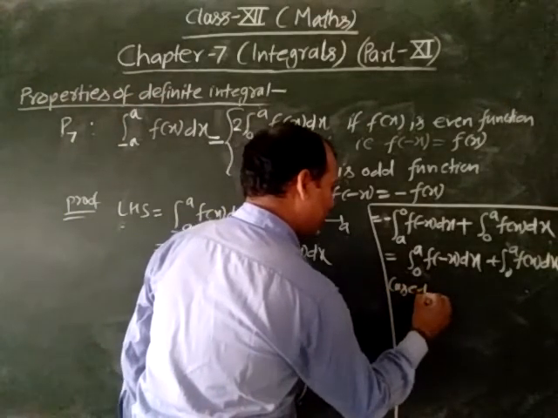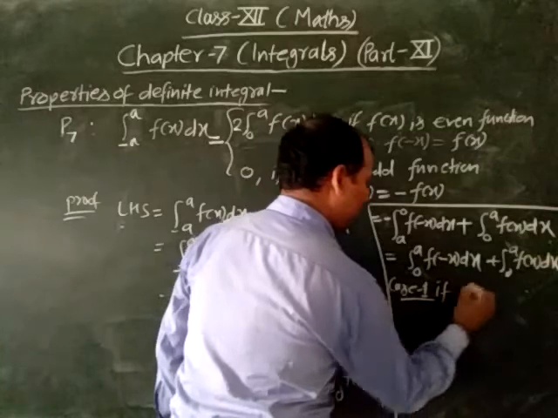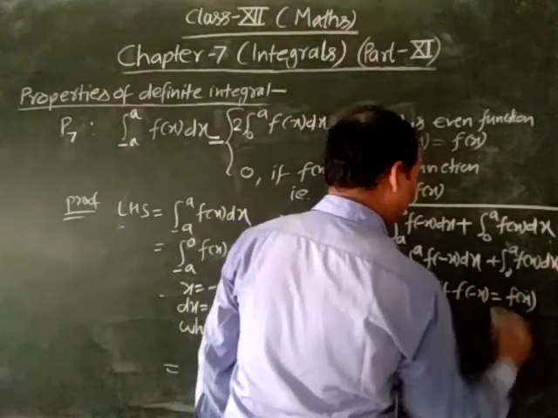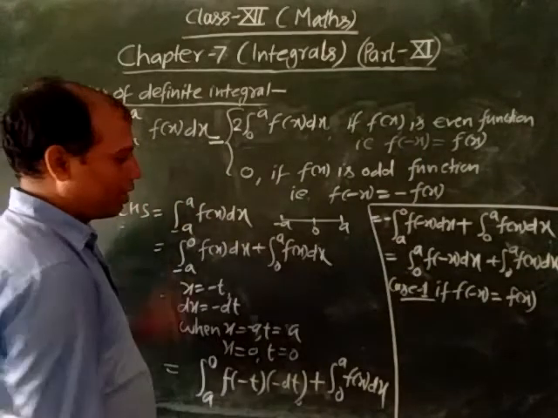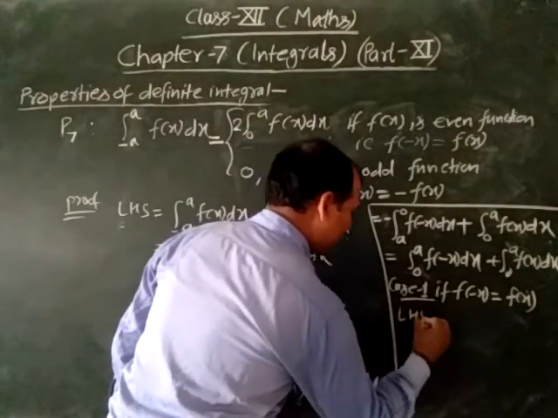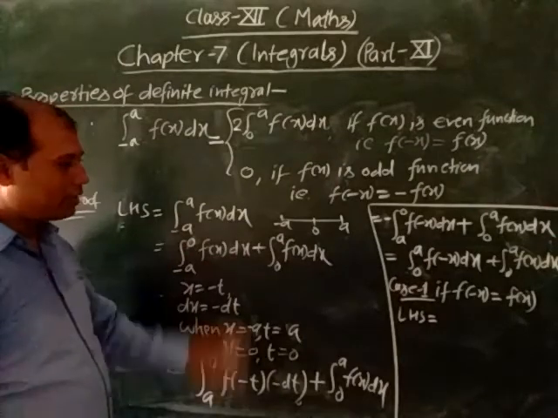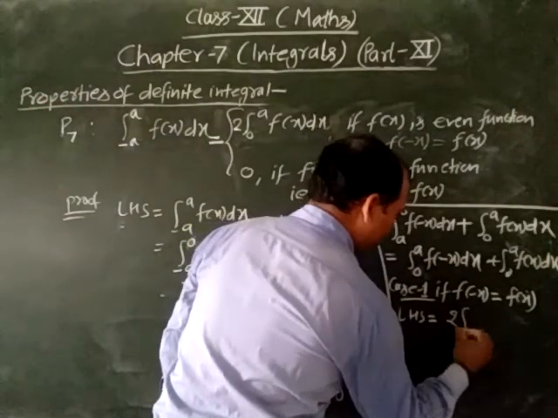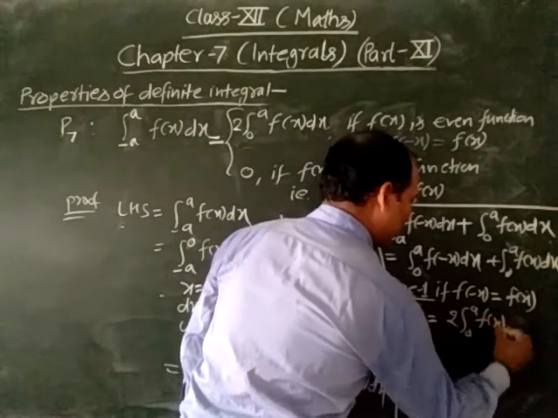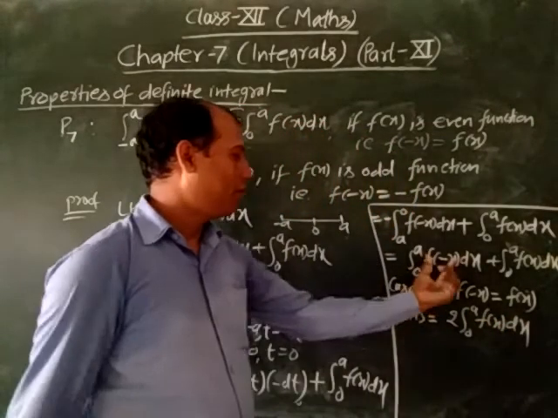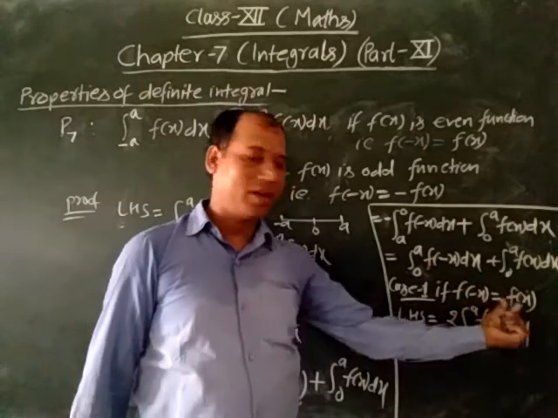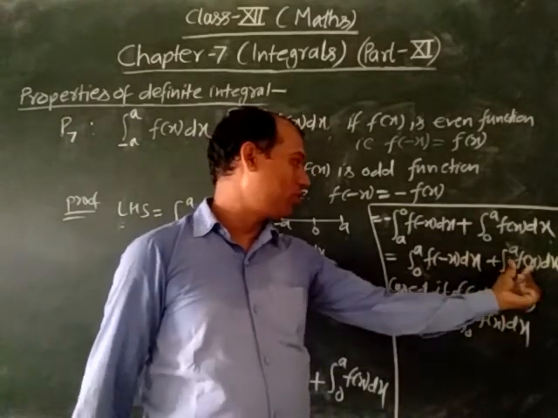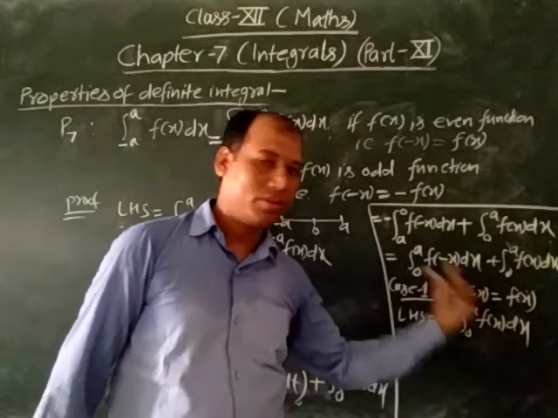Case 1. If f(minus x) equals f(x), then the value of LHS is twice the integral from 0 to a of f(x) dx, because when you put f(x) in place of f(minus x), we get two integrals, both the same, so when adding we get twice of this integral.